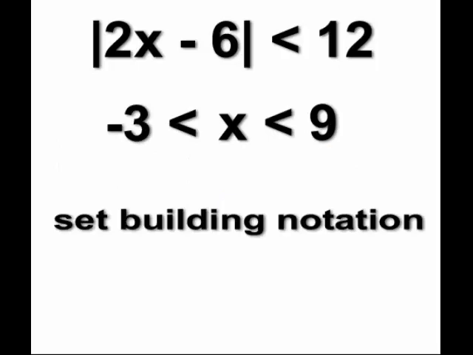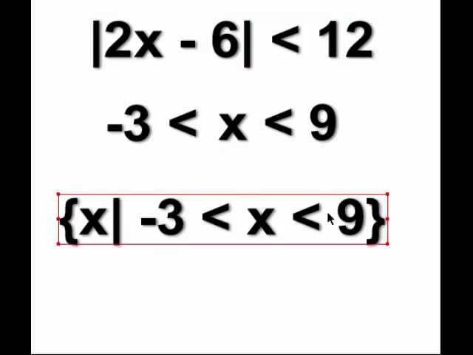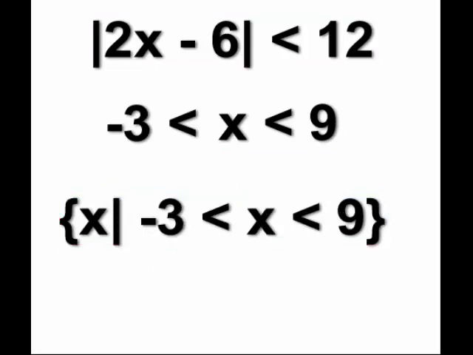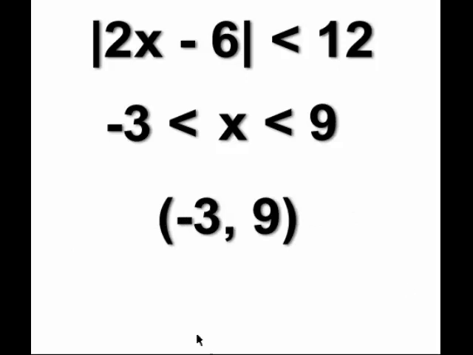Now you can put this in set builder notation, right? x such that x is between negative 3 and positive 9, not inclusive, right? Exclusive. Or you can use the interval notation, which is much easier, right? Negative 3 to 9. Do not use the negative 3. Do not use the positive 9.